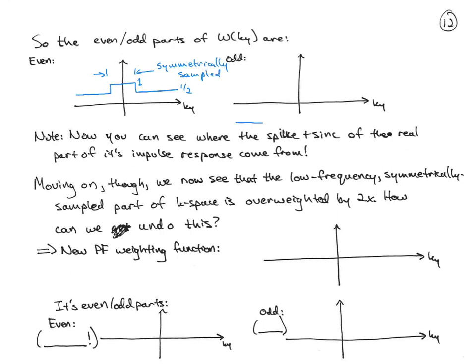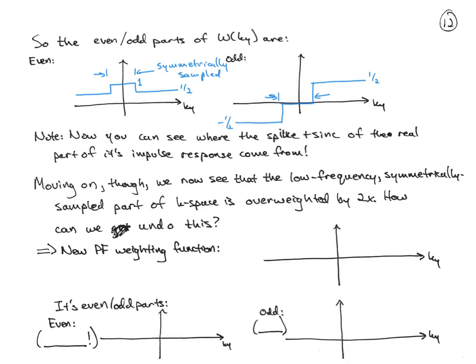And the odd component also steps in the symmetrically sampled region, and its amplitudes are 1/2 and -1/2. Again, this is the symmetrically sampled region, which I'm denoting with those arrows. Note, now you can see where the spike and the sinc function of the real part of W of ky's impulse response, or Fourier transform, comes from. You have a spike from the fact that you have a constant function, 1/2. Analytically, you could decompose this function into a rect function plus a constant function. The constant gives rise to the spike, and the rect gives rise to the sinc component. So that's where the spike and sinc come from in that real component of the Fourier transform of W of ky.